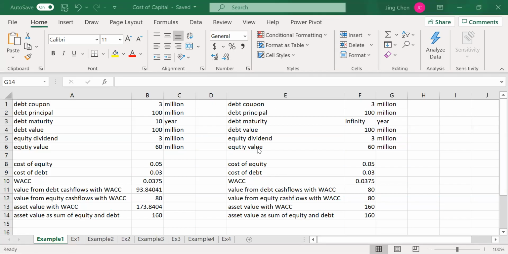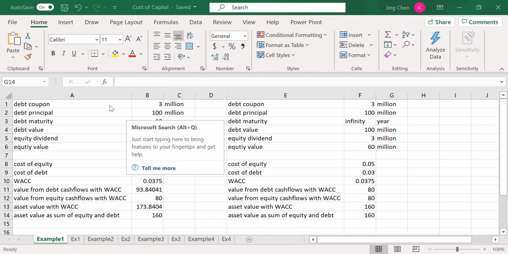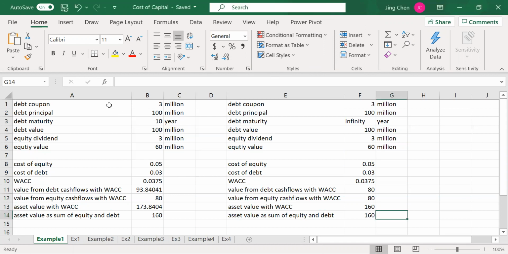Okay, now let's look at this problem. That's the example one on the slide. So here, the asset is financed with debt and equity, and that coupon is $3 million per year.